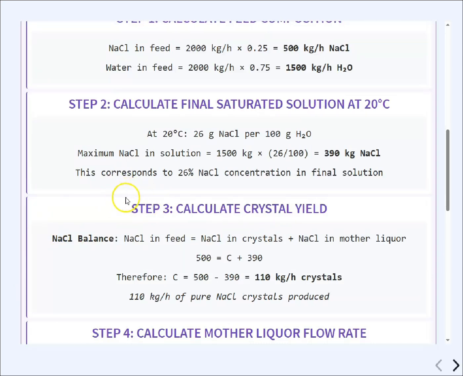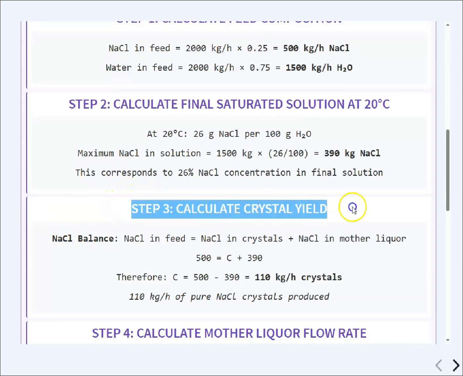Step 3. Now for crystal yield calculation, we use a simple salt balance. Salt in feed equals salt in crystal plus salt in mother liquor. 500 equals C plus 390. Therefore, C is equal to 500 minus 390, giving us 110 kg per hour crystal. This is our main product, 110 kg per hour of pure sodium chloride crystal.